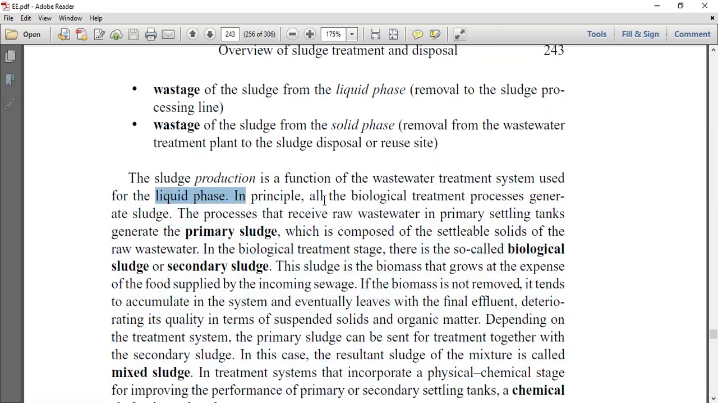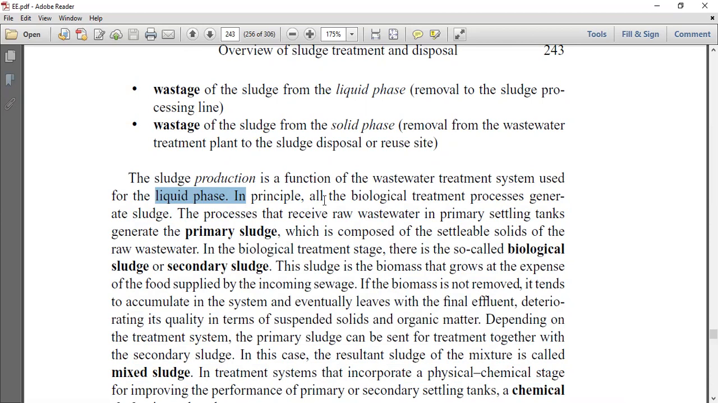In principle, all the biological treatment processes generate the primary sludge, which is composed of the settleable solids of the raw wastewater. In the biological treatment stage, there is a so-called biological sludge or secondary sludge. This sludge is the biomass that grows at the expense of the food supply by the incoming organic matter. If the biomass is not removed, it tends to accumulate in the system and eventually leave in the final effluent, degrading its quality in terms of suspended solids and organic matter, depending on the treatment system.